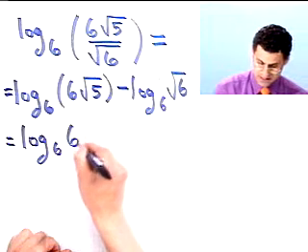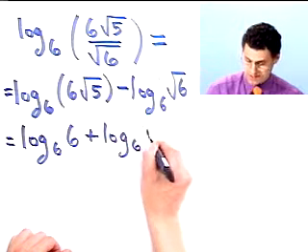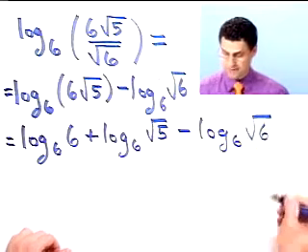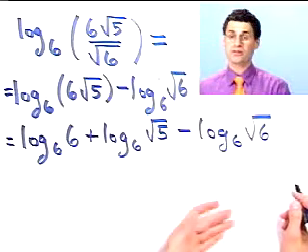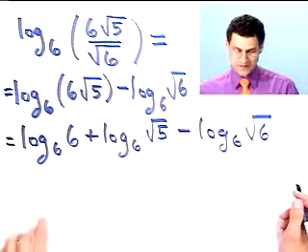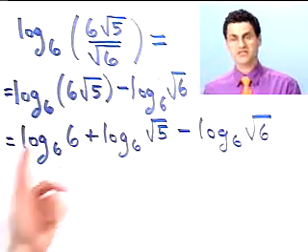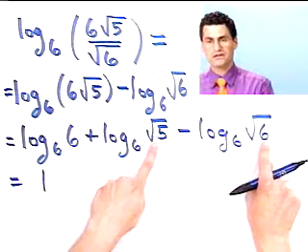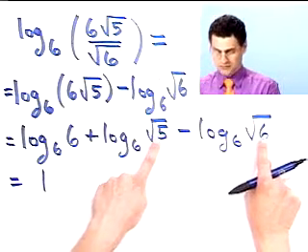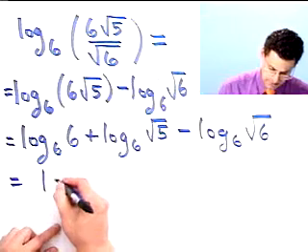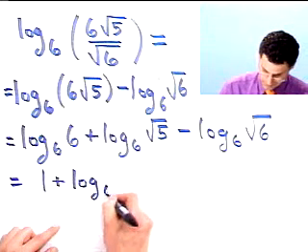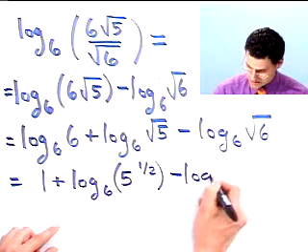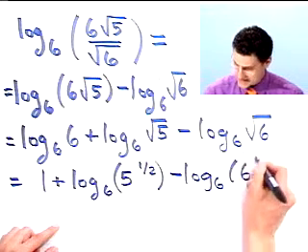log base 6 of 6 plus log base 6 of the square root of 5 minus log base 6 of the square root of 6. Maybe that's as best as we can do. Turns out, actually, we can make this a little bit simpler. First of all, log base 6 of 6. That's just 1 again. And these square roots are actually 1/2 exponents. So let me write that in. So this is log base 6 of 5 to the 1/2 exponent minus log base 6 of 6 to the 1/2 exponent.